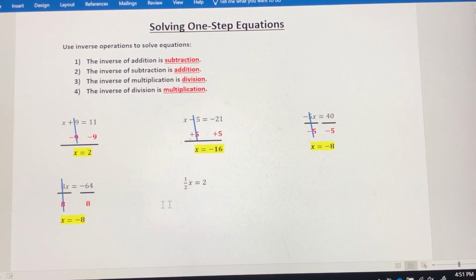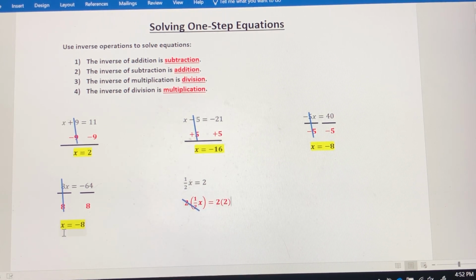All right, and finally here, I've got 1/2 times x equals 2. If you've got a fraction as the coefficient, okay, coefficient just means the number in front of the variable, we're going to multiply by the reciprocal, okay? So we want to multiply both sides by 2 over 1, or 2, okay? Well, on the left side, these 2's cancel out, and that leaves me with 1x, which is what I want. I always want my x by itself.